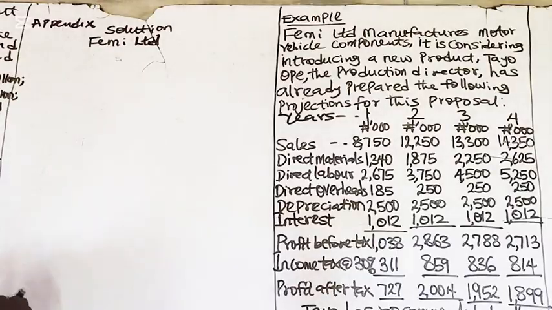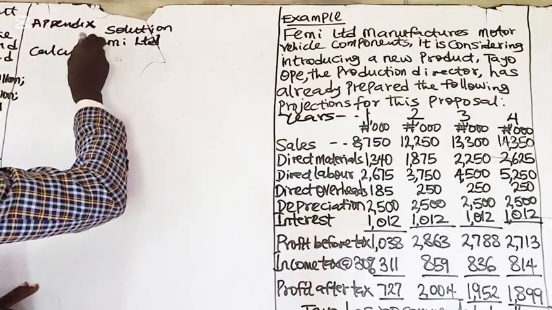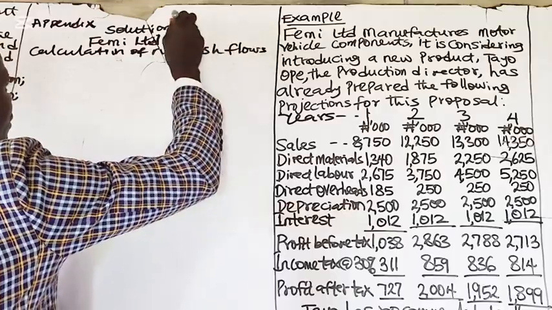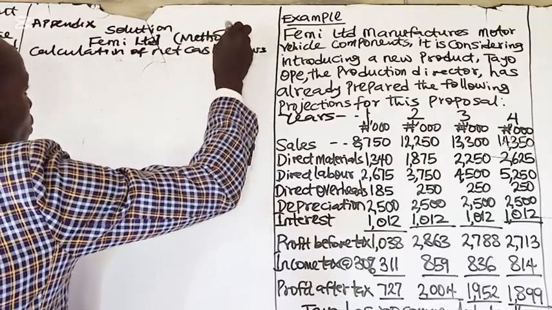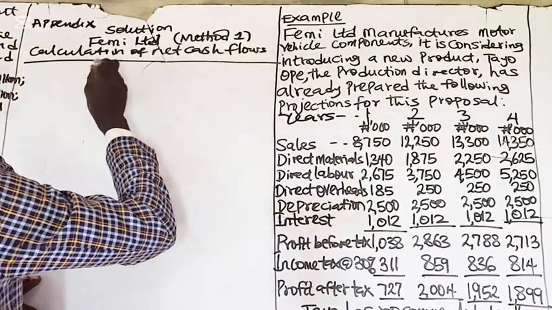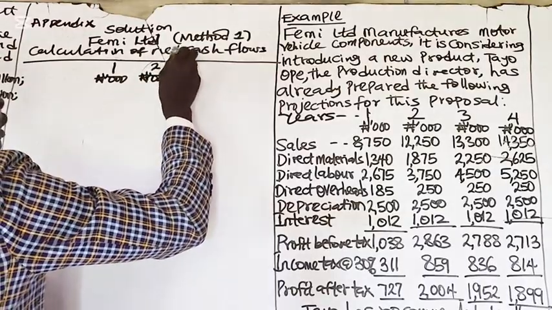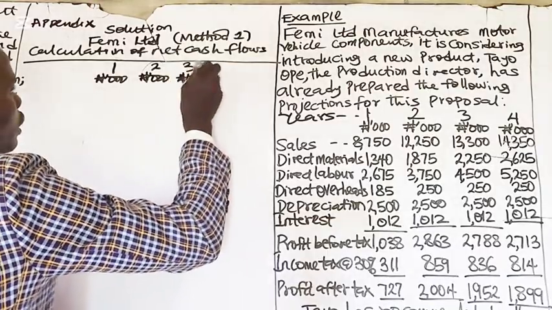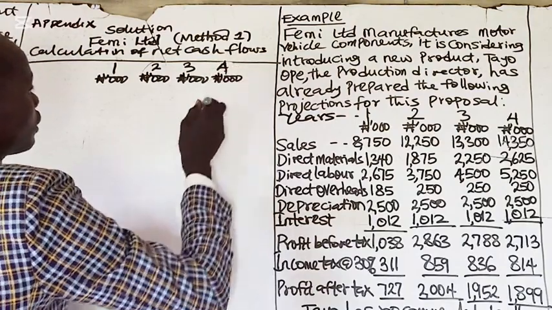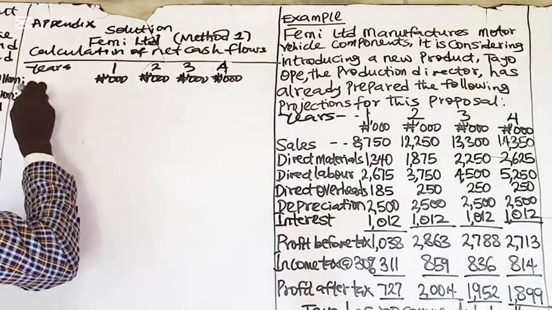So we have 4 years in question. So calculation of net cash flows. Let me have this as method 1. You have 4 years involved: year 1, year 2, year 3, year 4. The first item is sales or revenue.